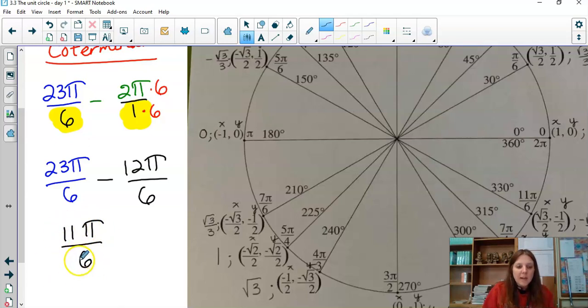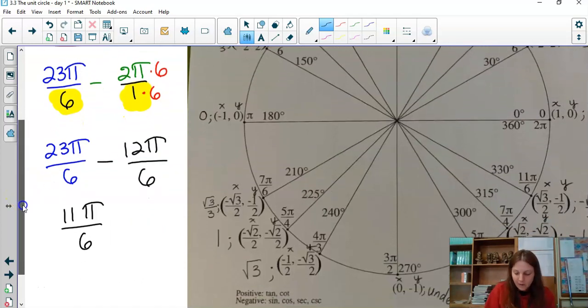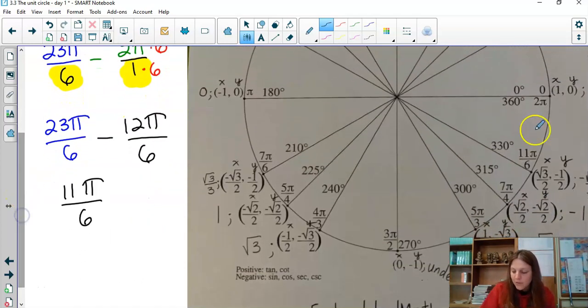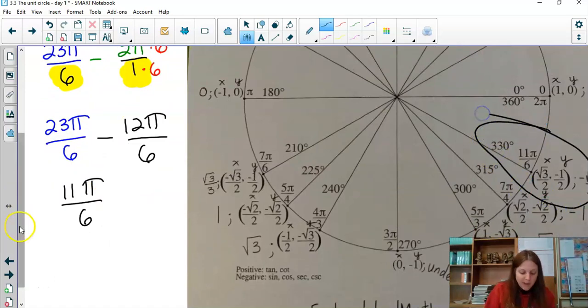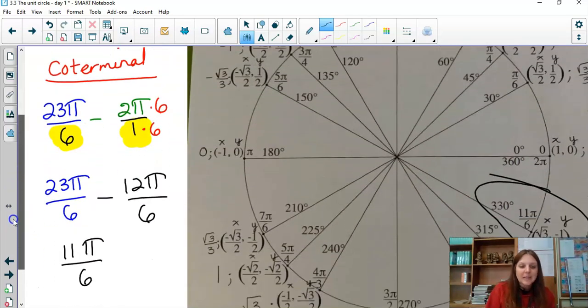If this is not on the circle, then I will have to subtract this 12 pi over 6 again. Remember, this is really 2 pi over 1, but I made it into a common denominator, which made it 12 pi over 6. So if this wasn't on the circle, I would just subtract the 12 pi over 6. Again, there is a question where you have to do several repeated subtractions or additions. Okay, so 11 pi over 6 is over here. It's 330 degrees. And we are looking for the secant.